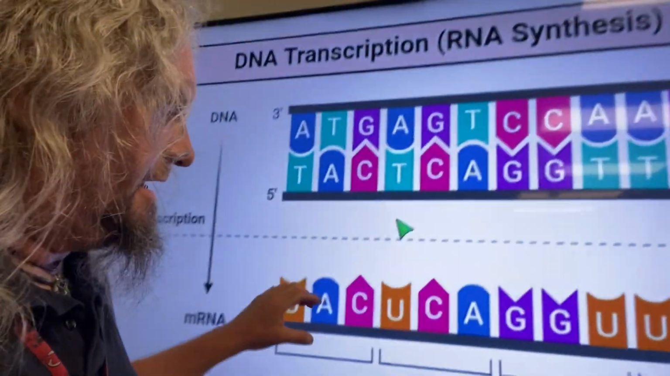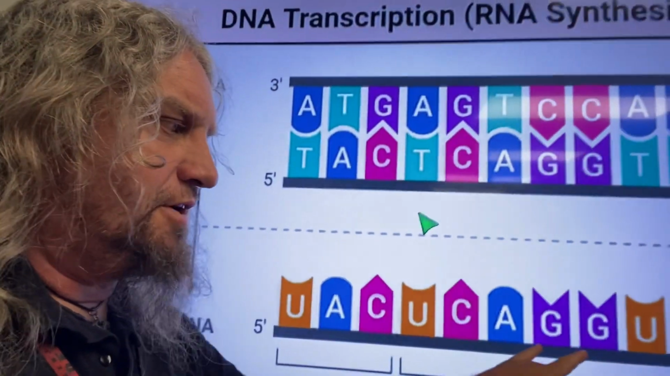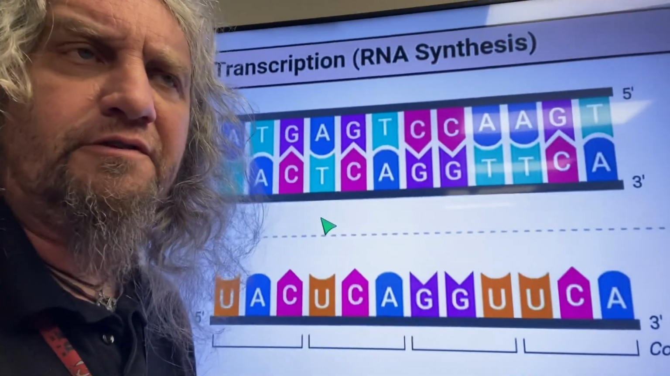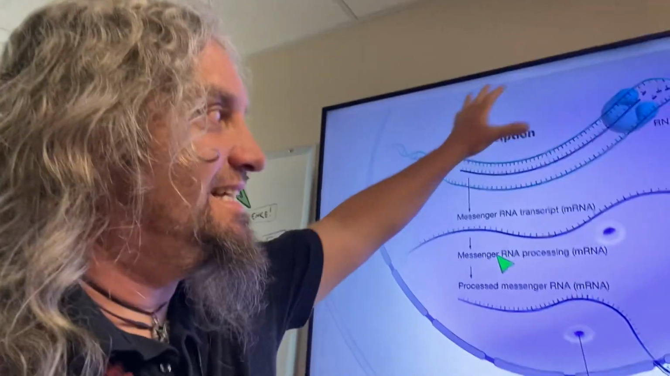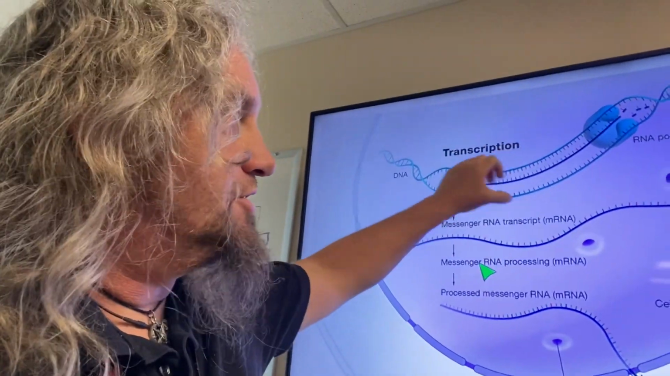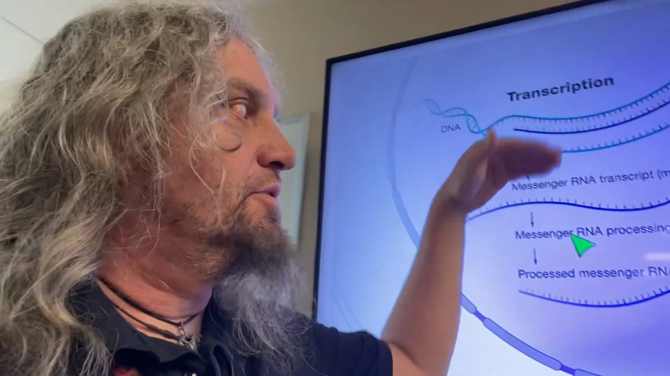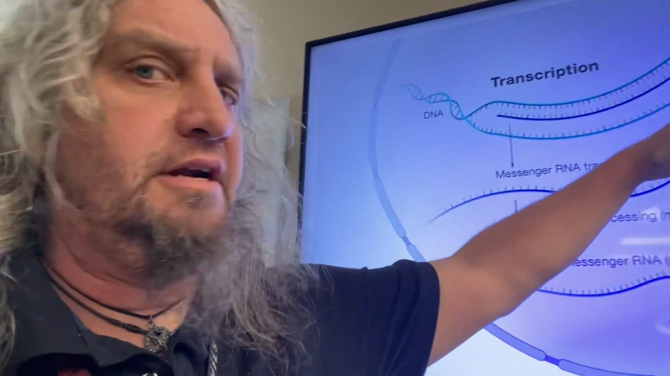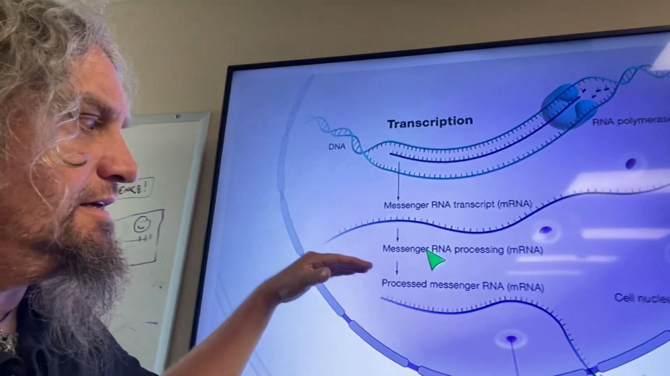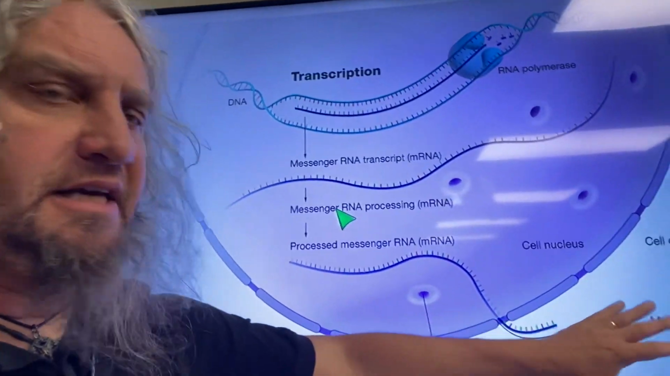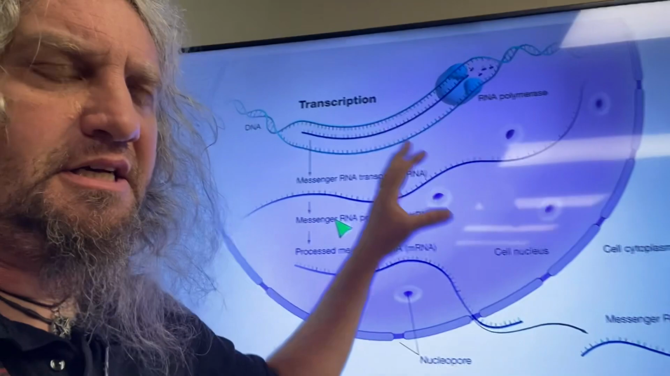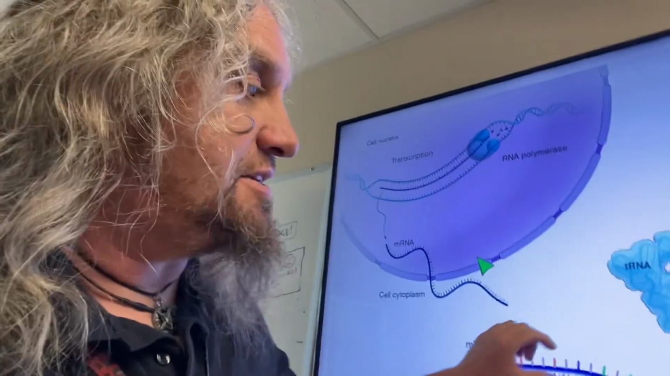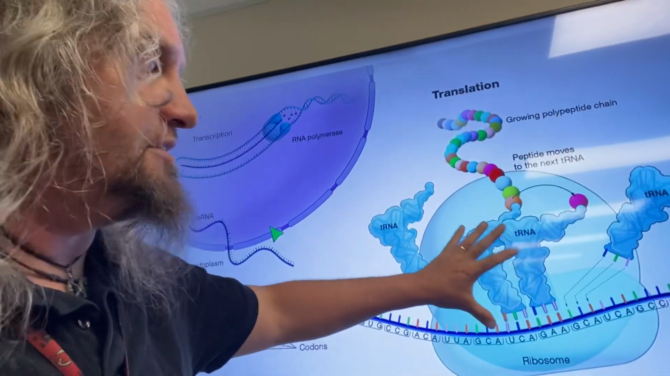This is called the gene template. Every 3 letters of code is called a codon, and those are going to code for a specific amino acid at the ribosome. Transcription happens in the nucleus. In the nucleus, it goes from DNA to mRNA, messenger RNA. And mRNA then leaves the nucleus to get out into the cytoplasm for translation. Translation happens at the ribosome in the cytoplasm, right?